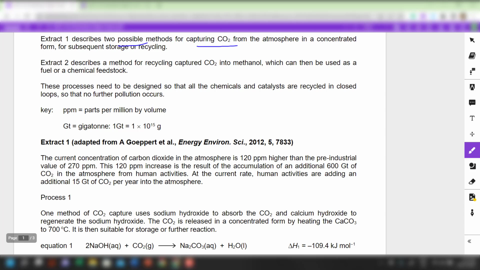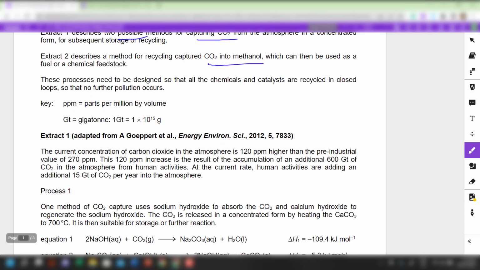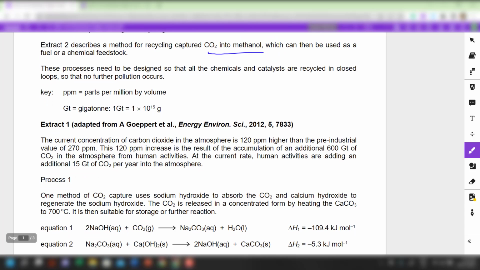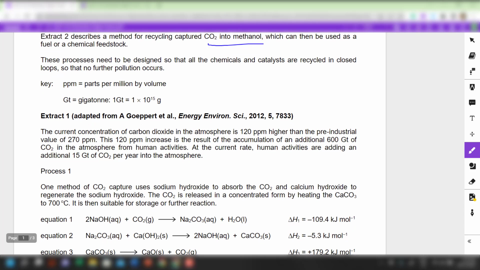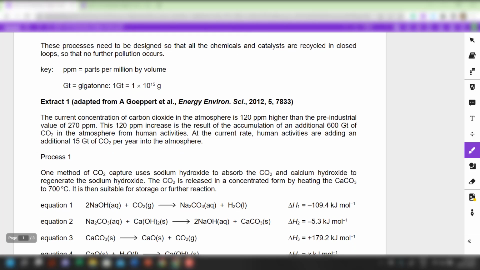For abstract 2, it's describing a method for recycling captured CO2 into methanol. So this is like a conversion to a useful raw material, which can be used as a fuel. Later on, they mention that the process needs to be designed so that the chemicals and catalysts are recycled in a closed loop so that no pollution occurs.